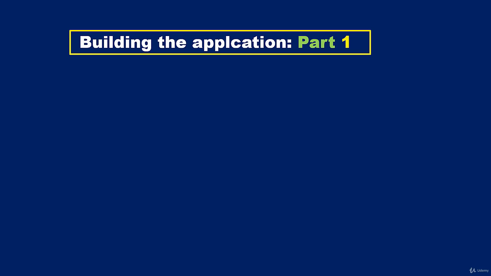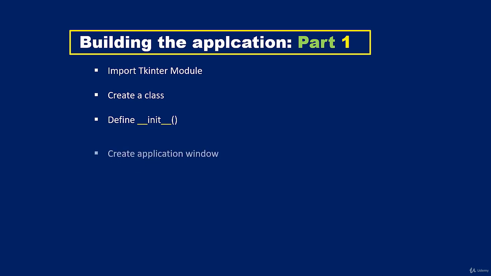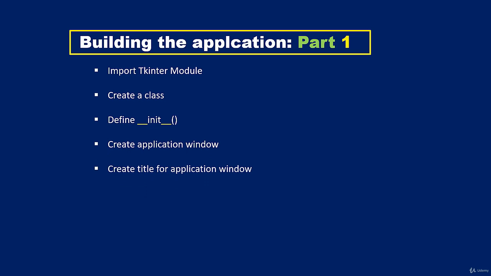In this part of the video, we are going to import the tkinter module. We are going to create a Python class. We're going to define the init function. We're going to create the application window. We are going to add a title to the application window. We're going to set a background color for the application window, and we're going to add some labels to represent the input fields for the application.